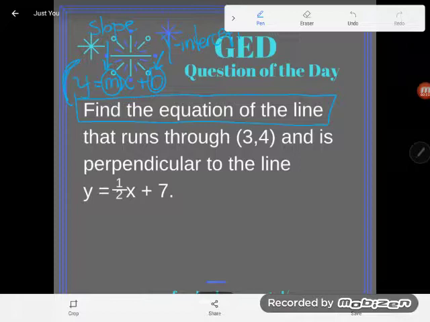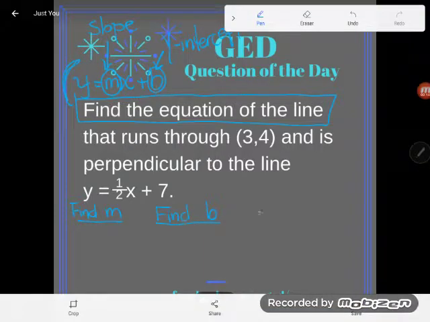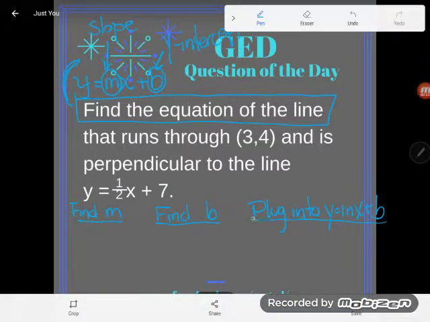Now I'm just pleased as punch because I actually know m, and it's going to be really easy to find. I'm just jotting down some notes of my plan. I'm going to find m and I'll find b. And then when I'm done finding m and b, I'll plug them into y equals mx plus b. That is my game plan, guys. So let's start with finding m.